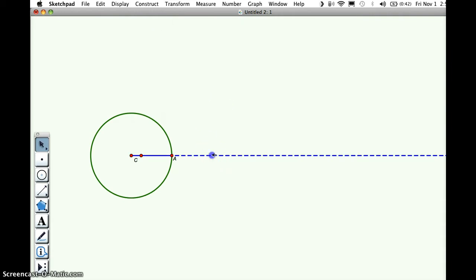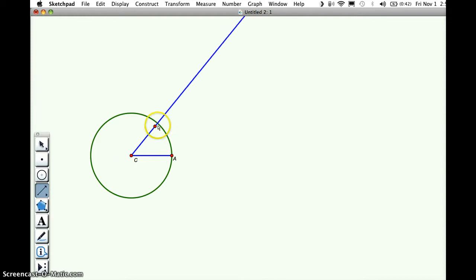We no longer need this ray, so we will hide this. We also no longer need that translated point, so we will hide that too. We will now construct another ray from the center of the circle to anywhere on the circle other than at point A. We will call this intersection point B.